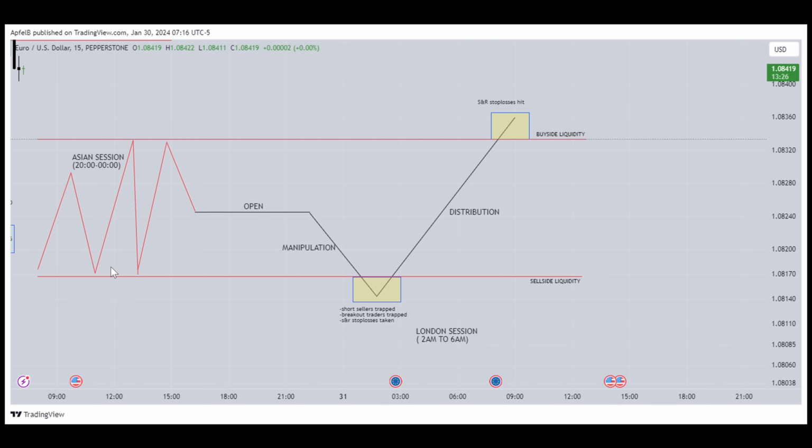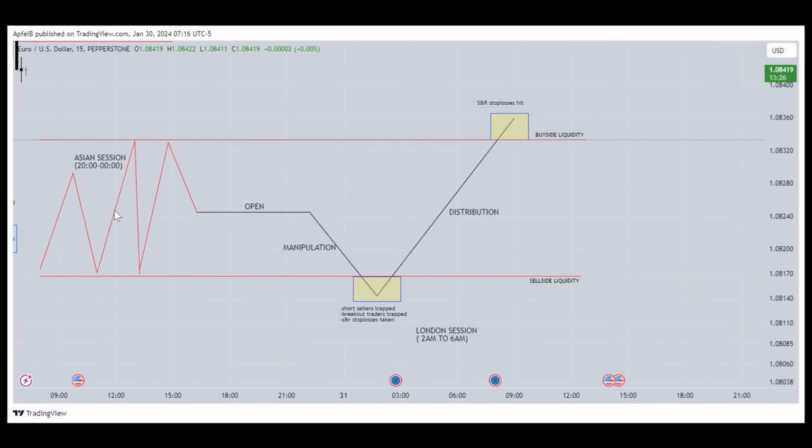Buyers putting their stop losses below here, and then sellers putting their stop losses above here. And that's what we refer to as the purge revert. The market engineers this liquidity to trap the buyers and the sellers.